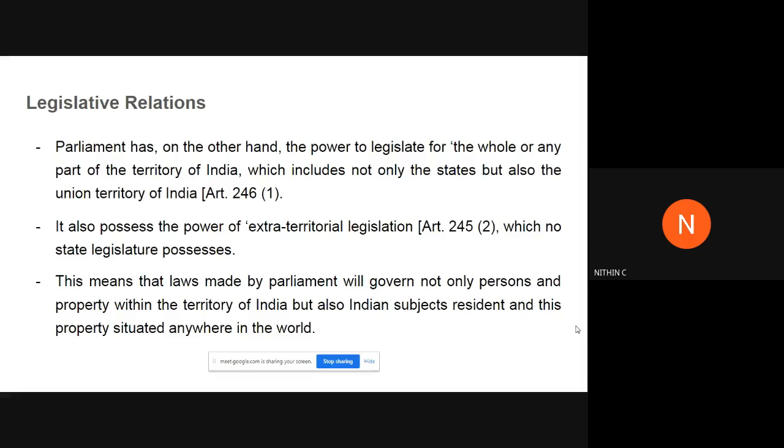But here, as far as parliament is concerned, it has the power to legislate for the whole or any part of the territory of India, which includes not only the states but also the union territories of India. That's it. So in the union case, the rules or laws that have been created in parliament are applicable to the whole of India or a particular part of India.